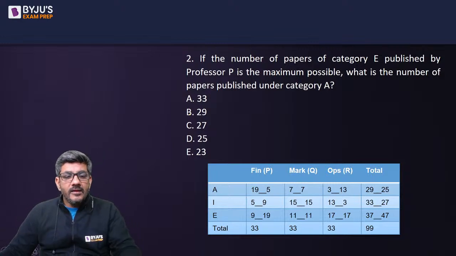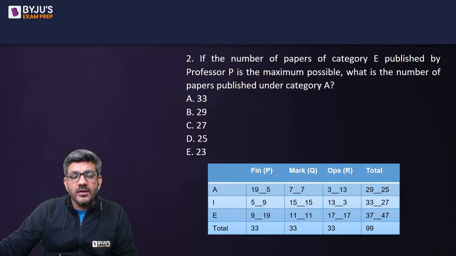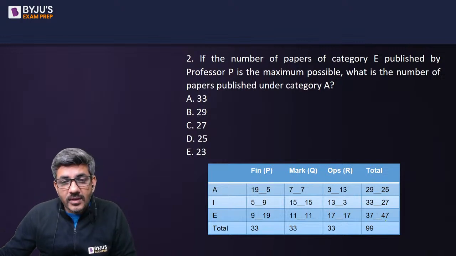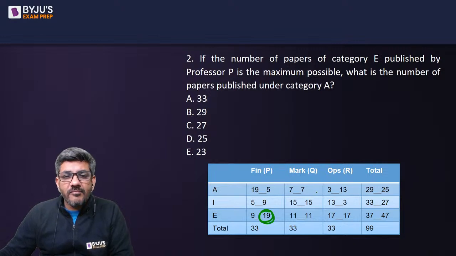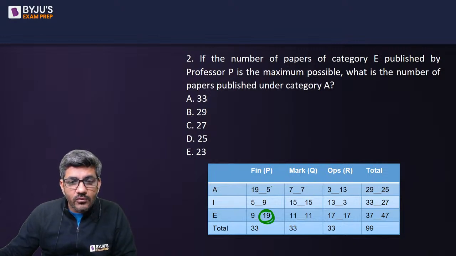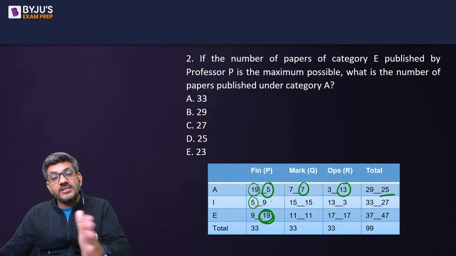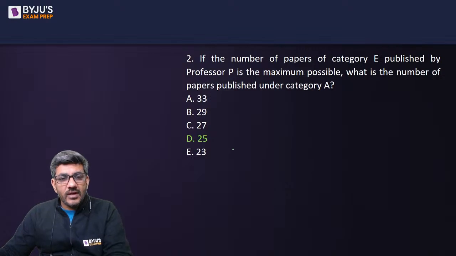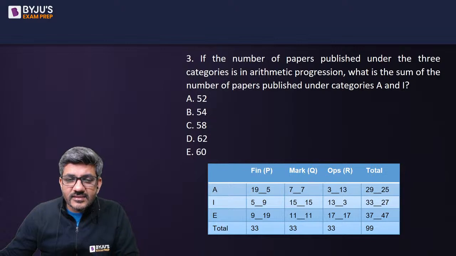क्वेश्चन 2 देखिए. If the number of papers of category E published by Professor P is maximum possible, right. E का कैटेगरी का टोटल जो है मैक्सिमम पॉसिबल है, पब्लिश्ड बाय प्रोफेसर P, that means it is 19 basically. Then what is the number of papers published under category A? तो A में कितना हुआ है पब्लिश? It is 5 plus 7 plus 13 which is equal to 25. ये जो मैंने डैश बनाया मतलब इसमें पहले वाली फिगर सबका फर्स्ट केस की है और सेकंड वाली फिगर सबके सेकंड केस की है. That's how I have written. So answer is 25.